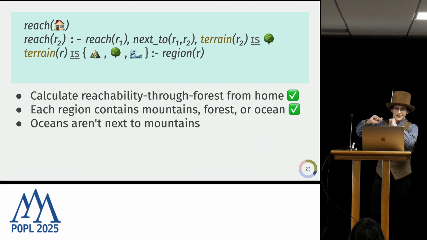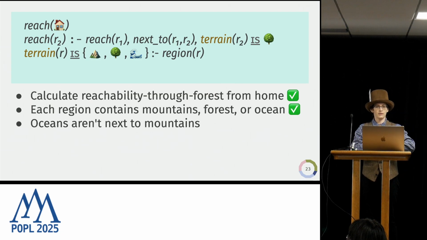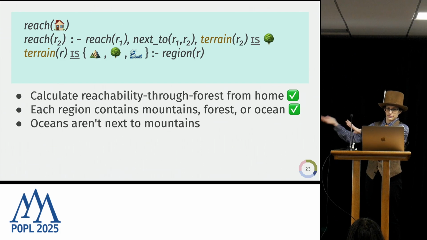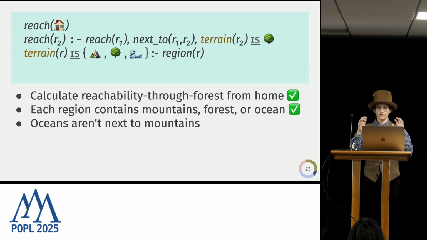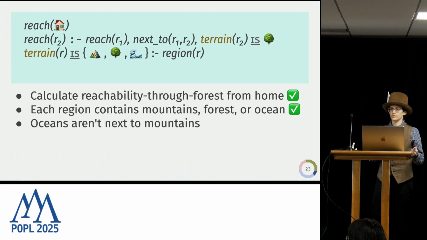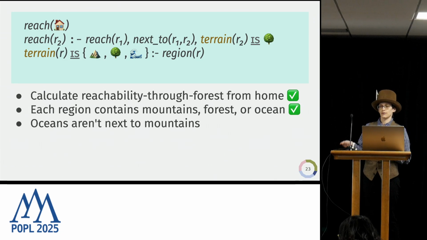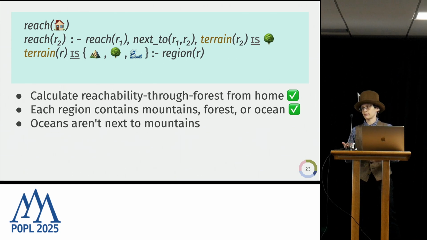So in finite choice logic programming, we can represent the second constraint with a rule that looks like this third line of code here. So for any region R, there's a free choice between the region having mountains, forests, or oceans as their terrain. This rule forces each region to have some terrain type, and it requires that it's one of the three that we expect.